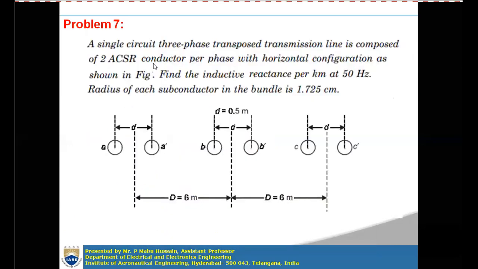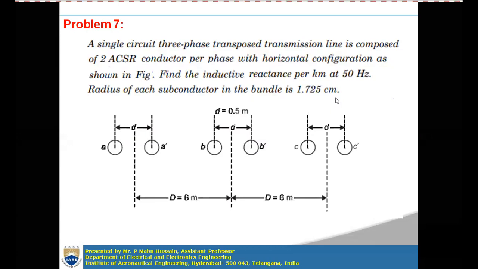Problem number 7. A single circuit 3-phase transposed transmission line is composed of 2 ACSR conductors per phase with a horizontal configuration as shown in the figure. Find the inductive reactance. Here they asked for the inductive reactance, not inductance, per kilometer at 50 Hz. The radius of each subconductor in the bundle is given as 1.725 centimeters.